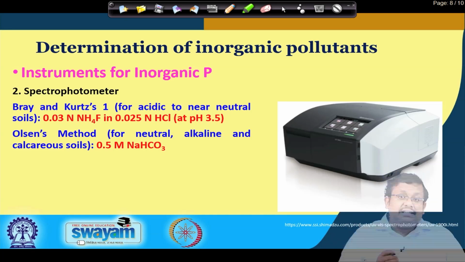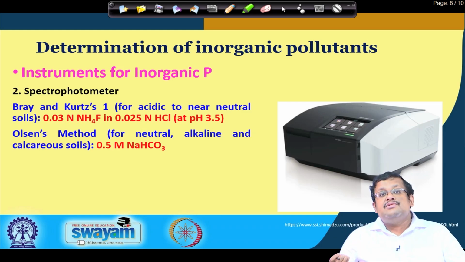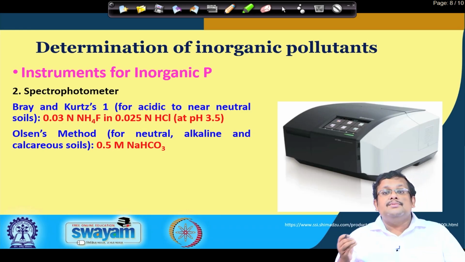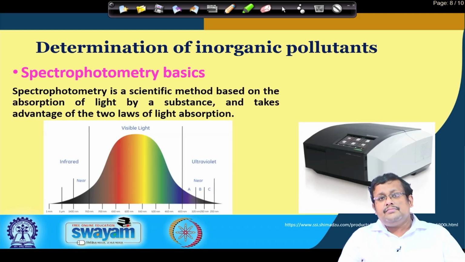One is called the Bray and Kurtz number 1 method, which is required for acidic to near neutral soils, and this extractant is basically composed of 0.03 normal ammonium fluoride in 0.025 normal HCl at pH 3.5. The other method is known as the Olsen method, and this method is required for neutral, alkaline and calcareous soil, and the Olsen extractant is basically 0.5 molar sodium bicarbonate.